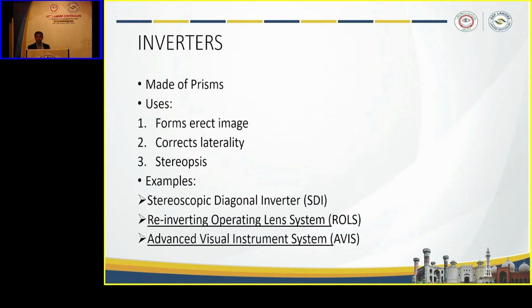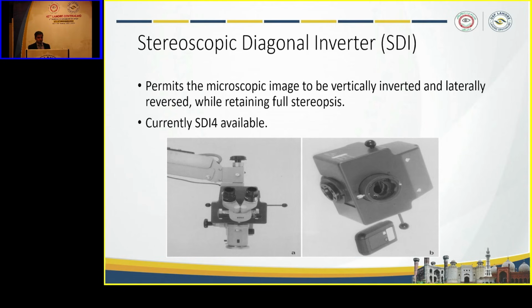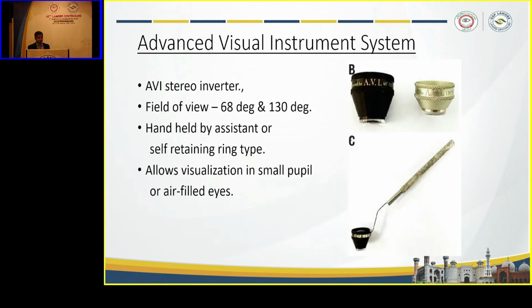The microscope needs an inverter, which are made of prisms. They erect the image, correct the laterality, and maintain the stereopsis. Stereoscopic diagonal inverter is an example. AVI stereo inverter gives a field of 68 to 130 degree. It is in handheld type and self-retaining ring type.